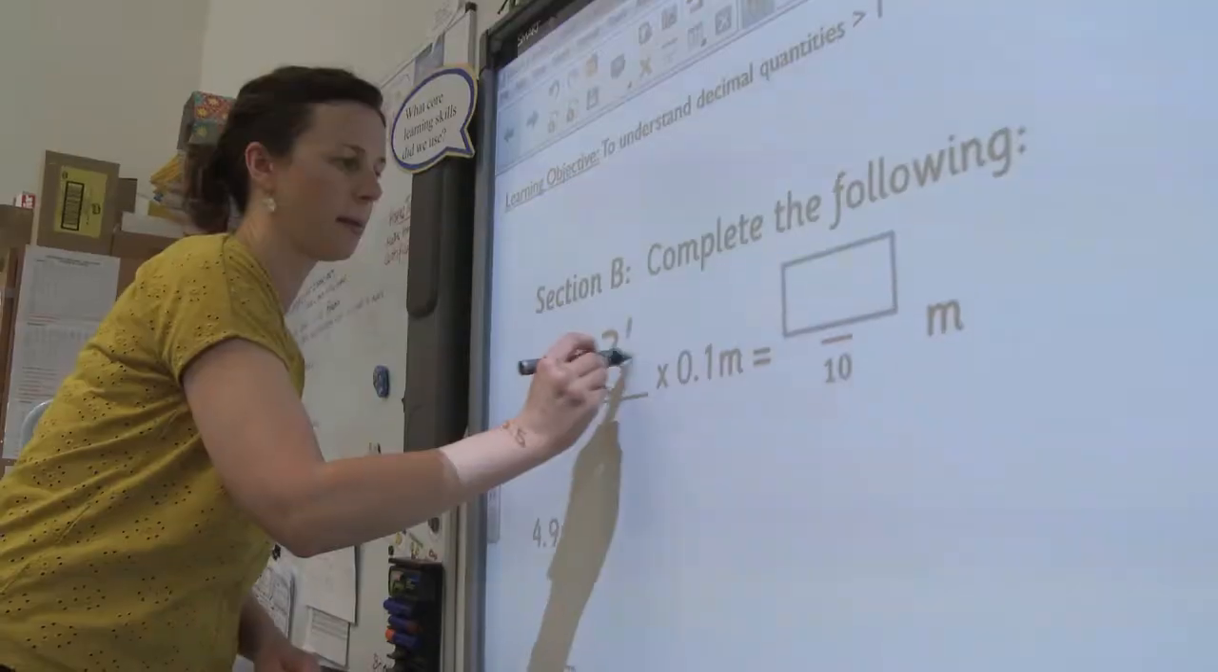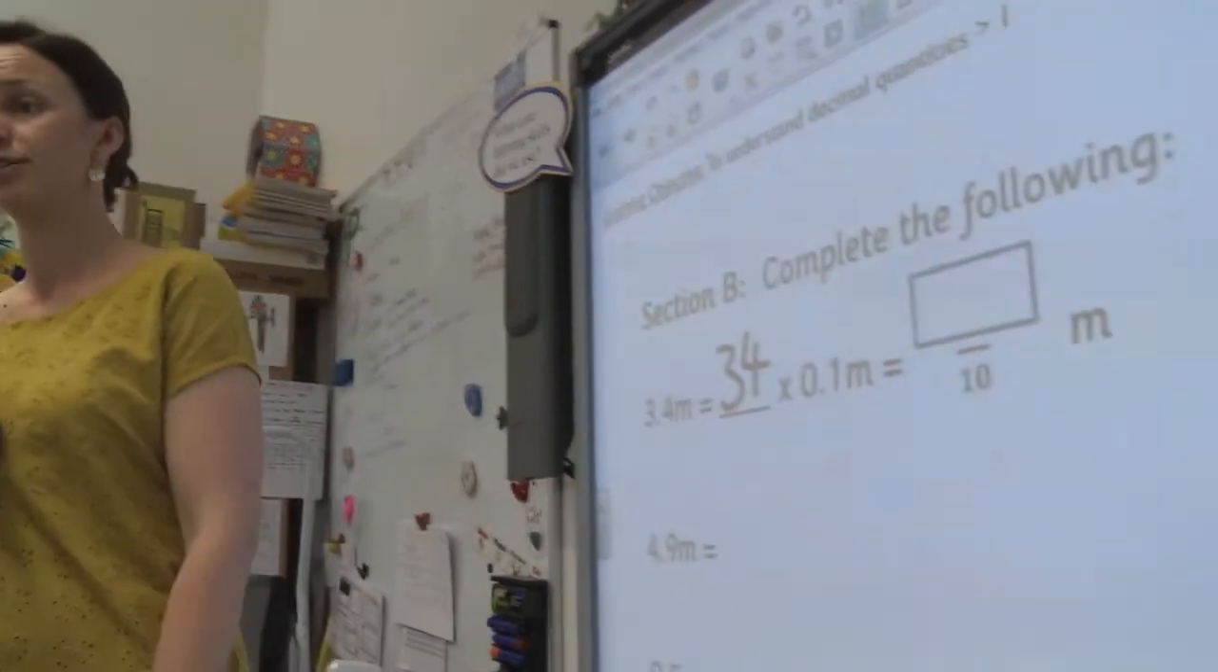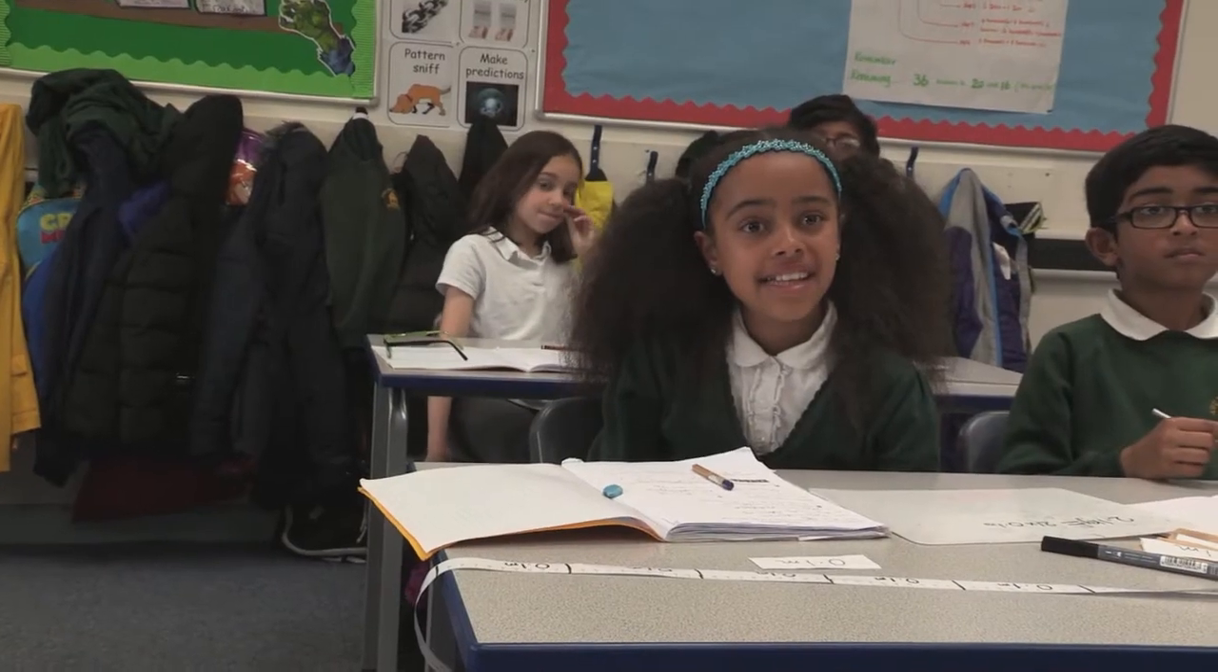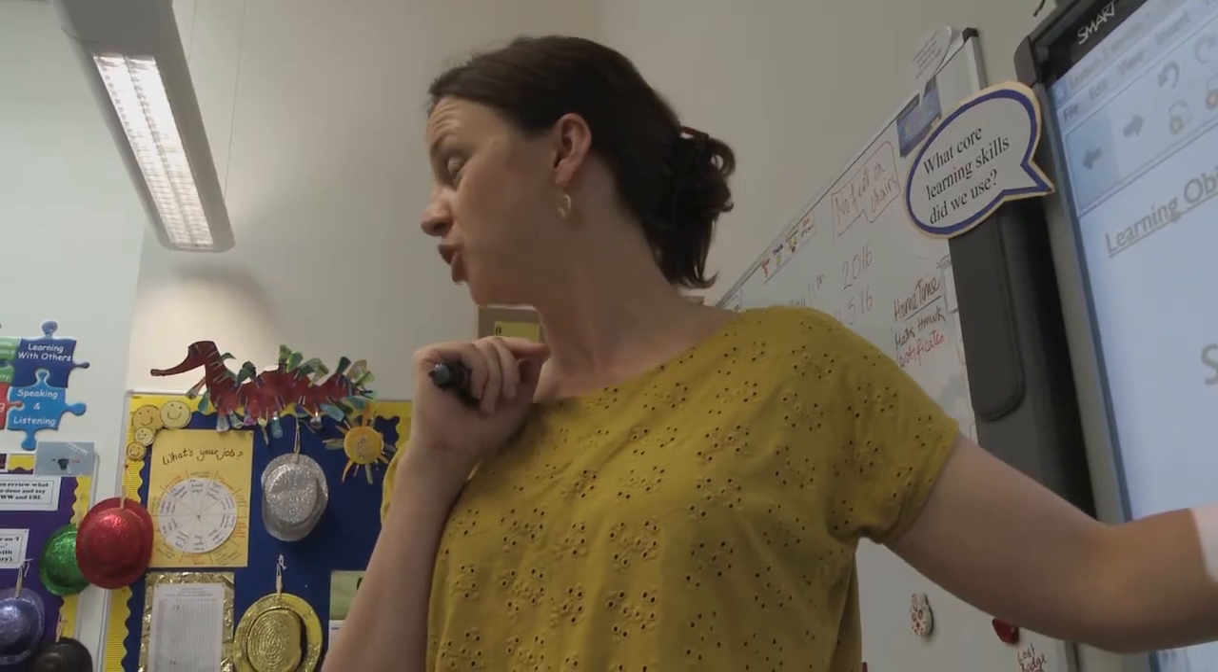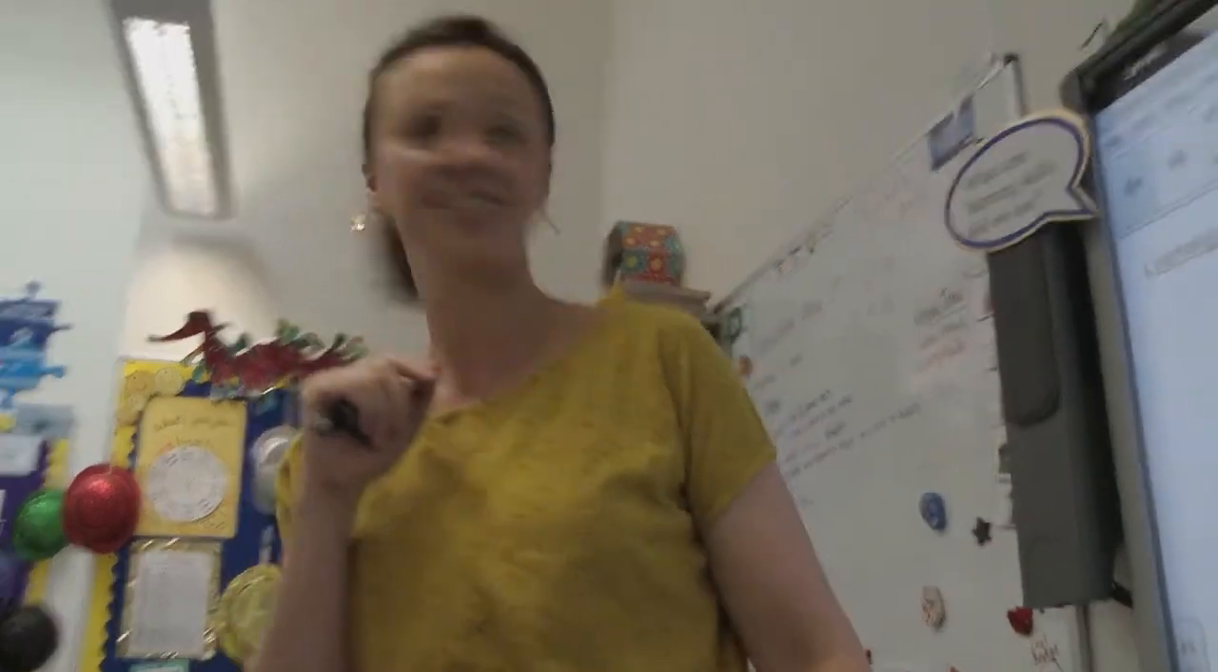34 multiplied by 0.1. Did you write that as a fraction as well? Anyone right there who wrote that as a fraction? Altia, how do I write it as a fraction? 34/10. Good, 34 tenths. My numerator is 34 and my denominator is 10. Fantastic. Okay, 4.9 metres, the next one.